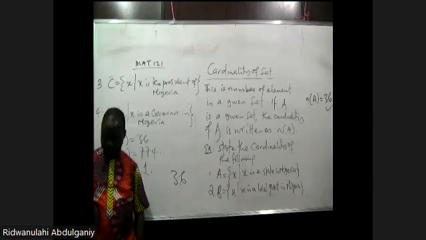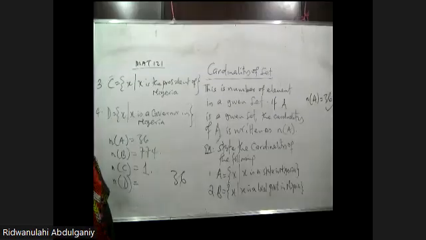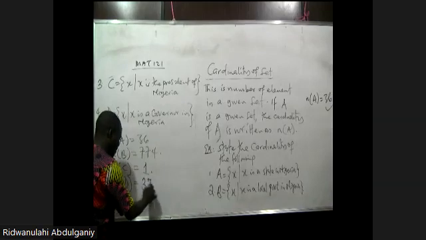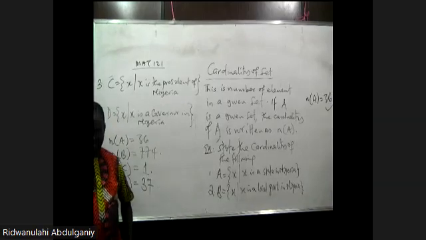Babalola, over to you, please. Yes, sir. The answer is 1. Because it says X is a governor in Nigeria. It can be a governor of any state, but surely there must be one element in that set. So the answer is 1. Anyway, let me help you. The answer is 37. I know you want to contest.